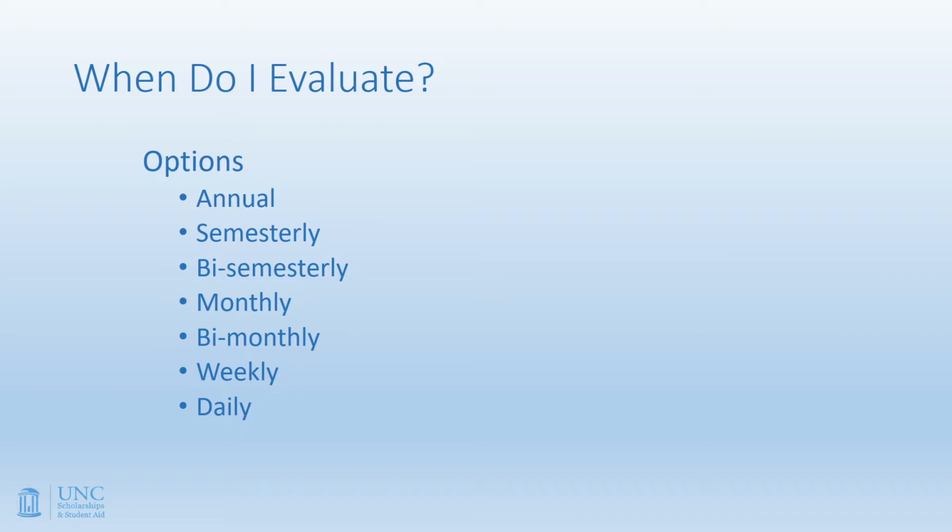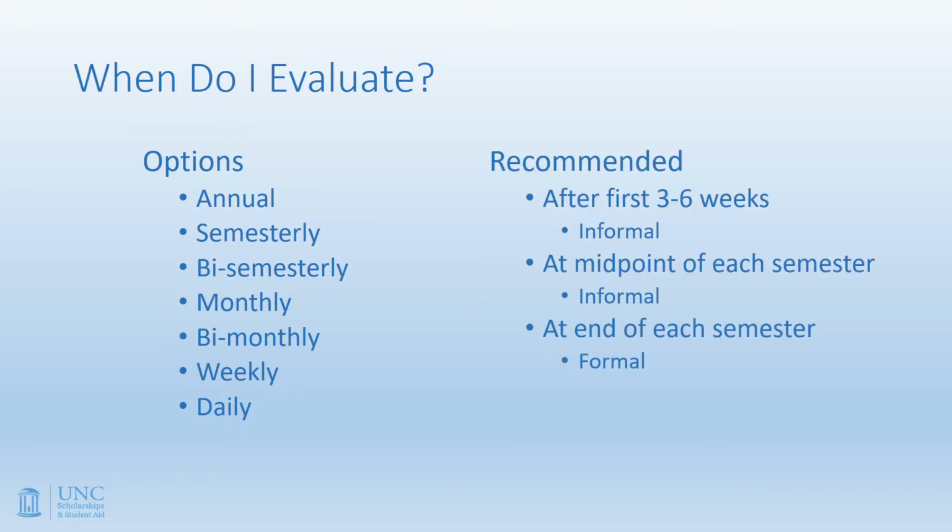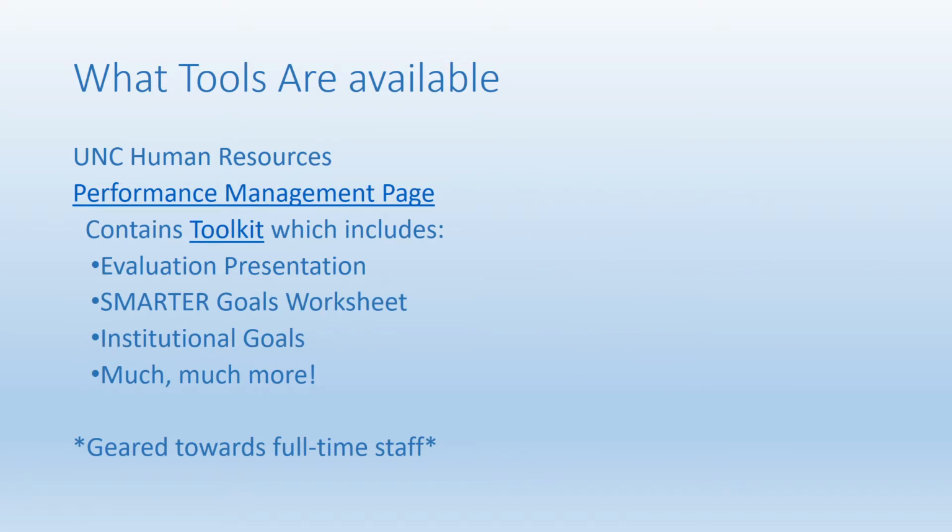Now, you can do this on a number of time frames, but what we recommend is informally during the first 3 to 6 weeks after the student has adjusted to the position, at the midpoint of each semester, and then conduct a formal evaluation at the end of the semester using the form that we'll provide shortly. Now, if you do need resources, the UNC Human Resources Office has an entire performance management toolkit. For the most part, these are geared towards full-time employee evaluations, but they can be helpful to you in terms of looking at goals, expectations, and tools.